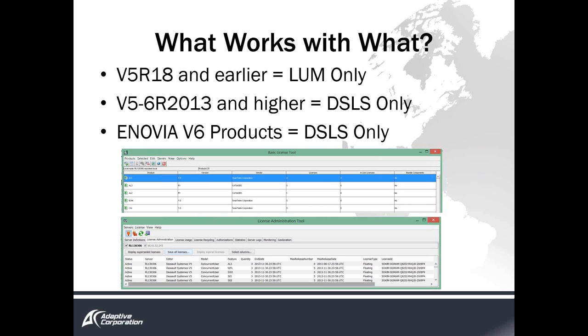Now, some people are seeing the V5 6R-2013 acronym for the first time. That's a fancier way of saying R23. That type of branding in the product name is how ENOVIA V6 operates. In fact, you'll see ENOVIA V6 operations just say V6 2013. So they're trying to mimic that process, and on top of that, that's CATIA rolling into DSLS also.